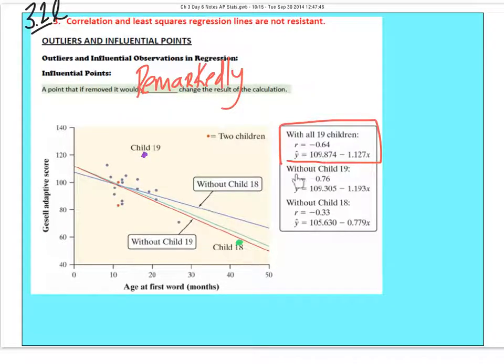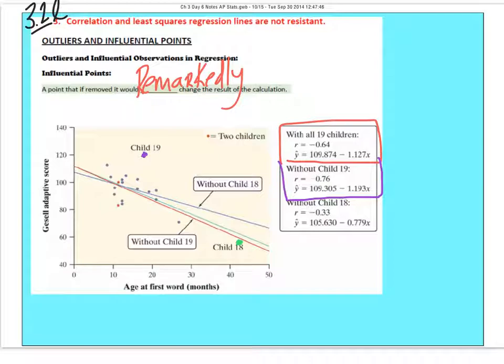Well, what they first did is they removed child 19. So when you remove child 19, they recomputed and got this equation. Notice the y-intercept didn't change much. The slope had a little bit of a change, but the correlation did have a little bit more of a change than the slope did.